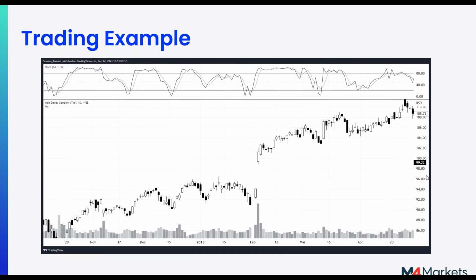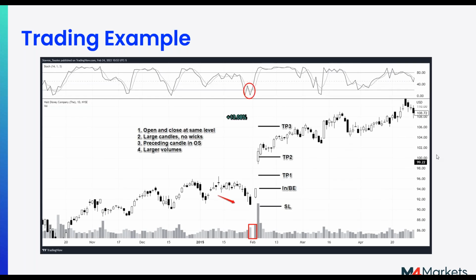Should I just go straight to the chart that has everything? Now look at this. You have the open and the close at the same level, right? In both cases, the candles are large and they kind of look like Marubozus. One has a small wick to the upside, which is fine. The preceding candle is in oversold territory, and our signal candle has bigger volumes, and this is the perfect example. Okay, as in all cases, guys, I gave you the perfect examples, right?